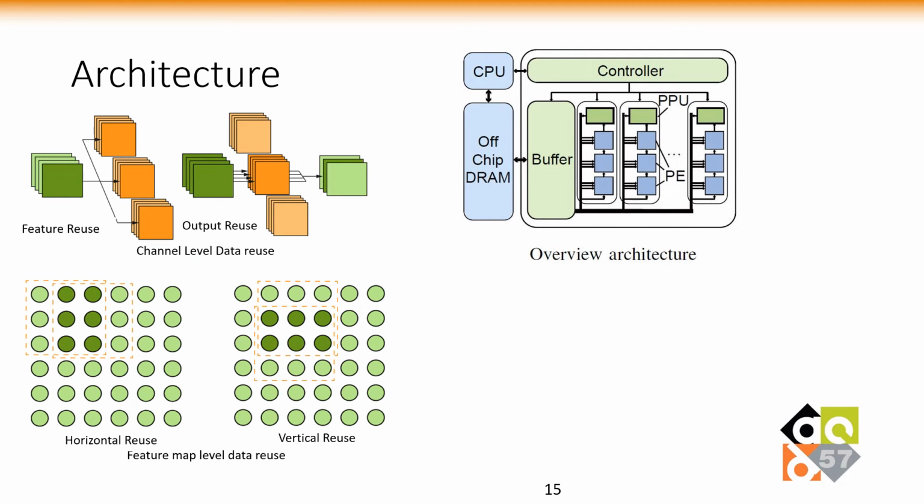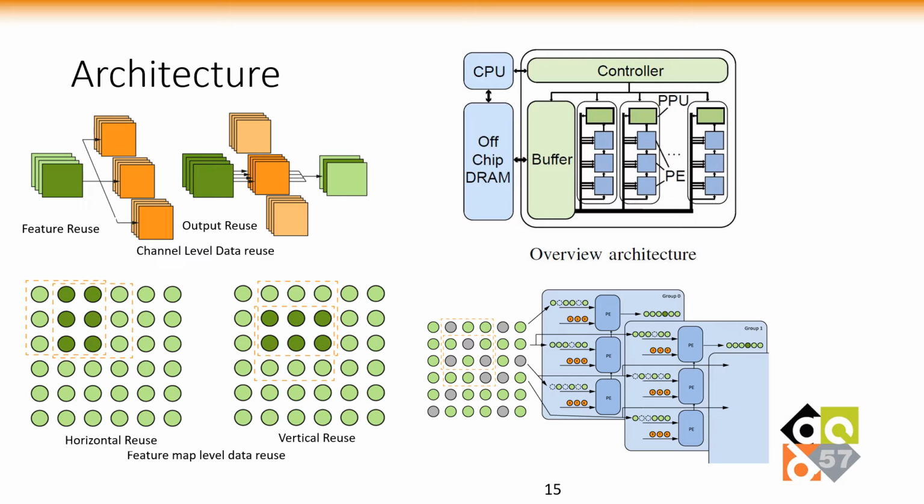To support the sparse training data flow, we design an architecture. In this architecture, all processing elements, or we can say PEs, form an array. Each PE performs a 1D sparse convolution. PEs in each column are in the same group. Each PE group will add the results together to form the output. Different PEs can share the same inputs. In this way, we can reuse different types of data.